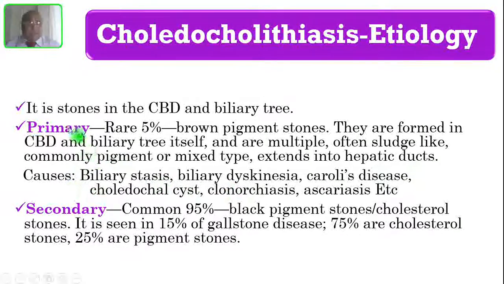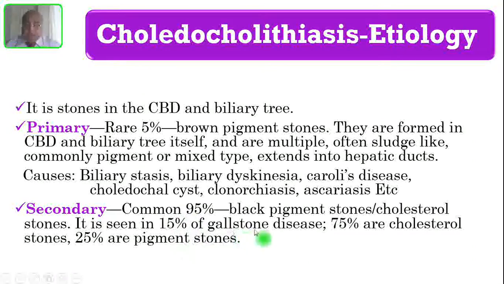Causes for the primary stone are biliary stasis, biliary dyskinesia, Caroli's disease, that is intrahepatic choledochal cyst, and choledochal cyst, Clonorchis sinensis, Ascariasis, etc. Whereas the secondary stone, which is the common variety, comprises 95%. It can be either a cholesterol stone or a black pigment stone.